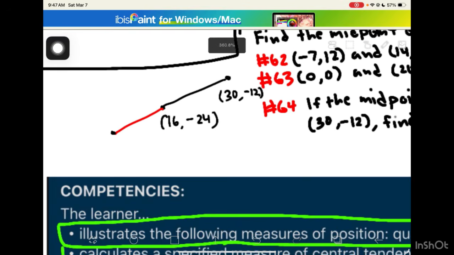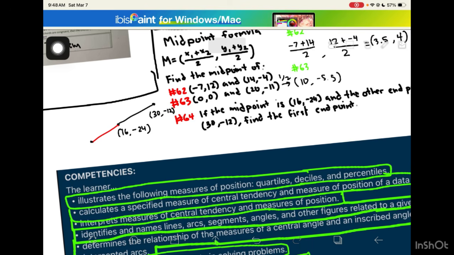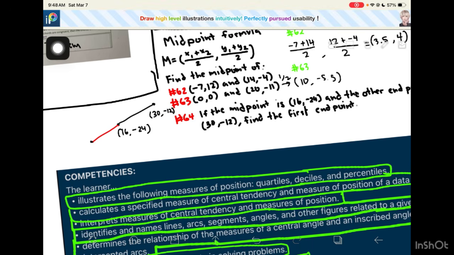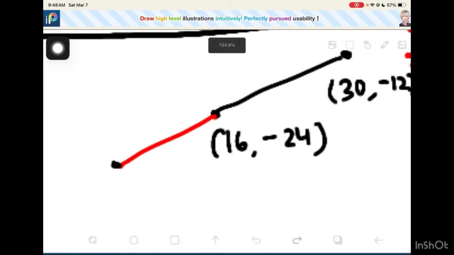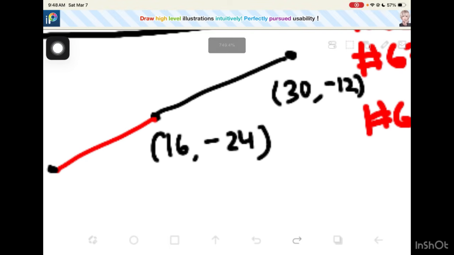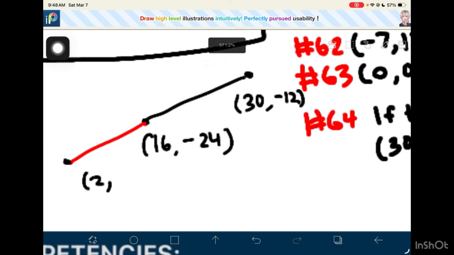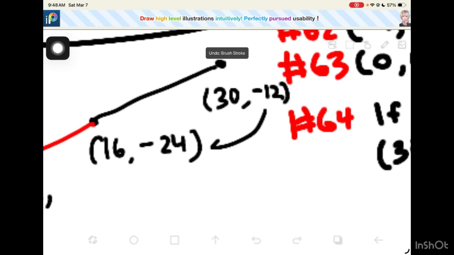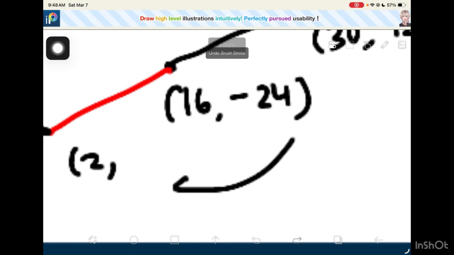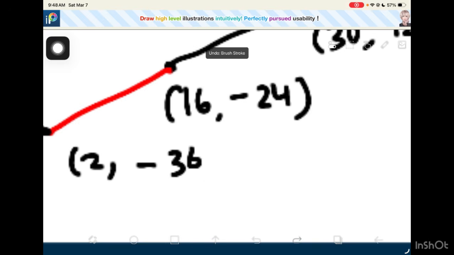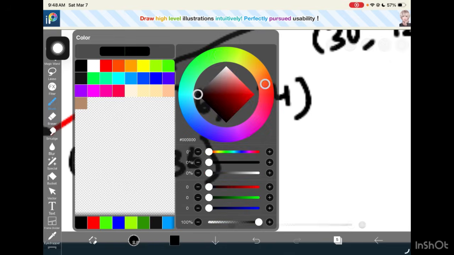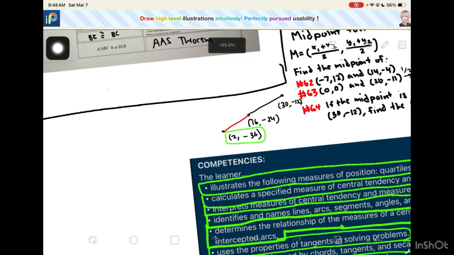And what I usually like to do is just to find the difference. So imagine this one, right? So I can see that from here to here, it decreased by 14. So I can say that the first one is 2. And then second one here, it decreased by 12. So I can say another decrease of 12 over here. So it's negative 36. And that's going to be our answer over there. So this is our answer for number 64.